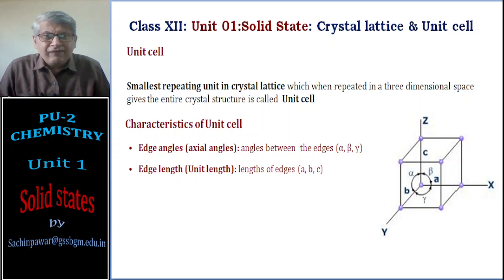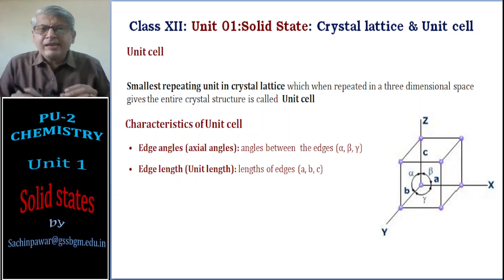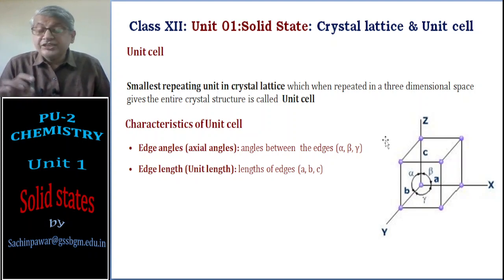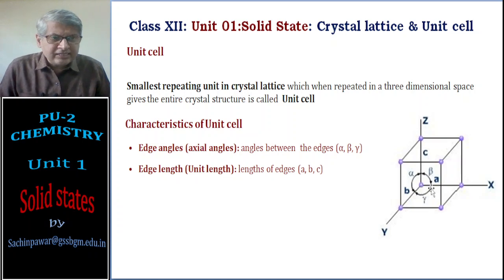So we have alpha, beta, gamma, and depending upon the interrelation between the edge angles and edge lengths, we have different types of crystal unit cells. This is edge length A, edge length B, edge length C, angle alpha between edges B and C, angle beta between edges A and C, angle gamma between edges A and B.